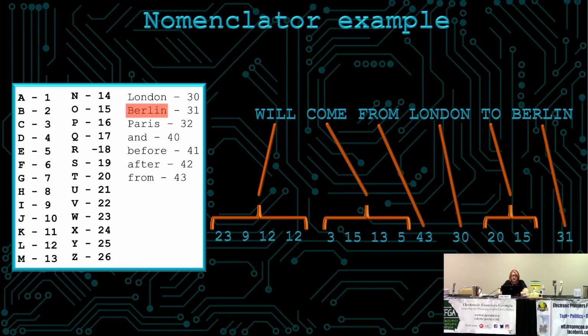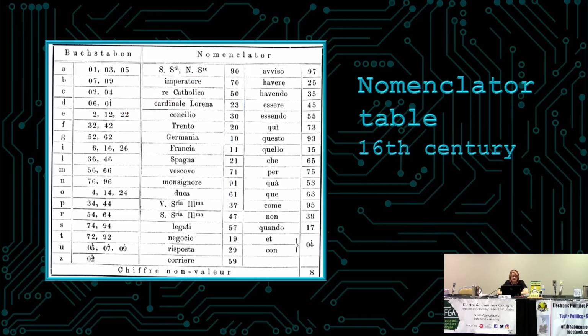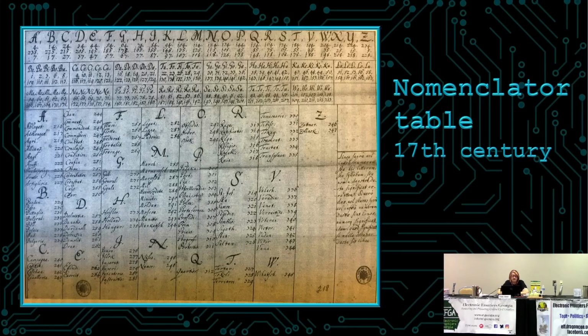Here's an example of a real nomenclator table from the 16th century, and here's another one from the 17th century. When they were doing them, it was not only creating one of these tables, but creating one for each of the possible recipients. Whoever was getting the message would need to have something similar in order to be able to decrypt what they received.